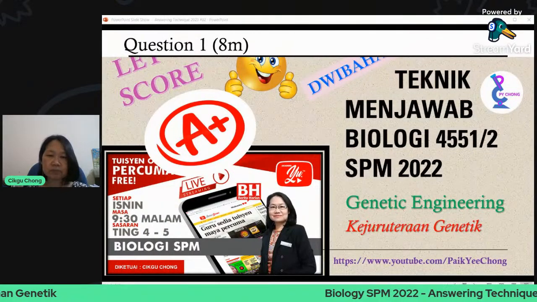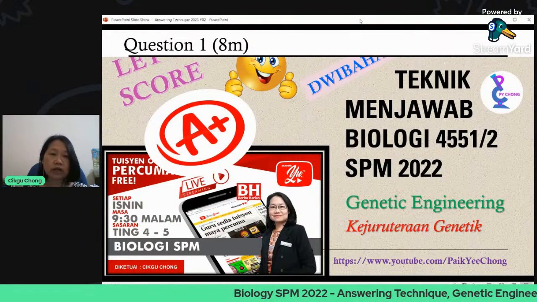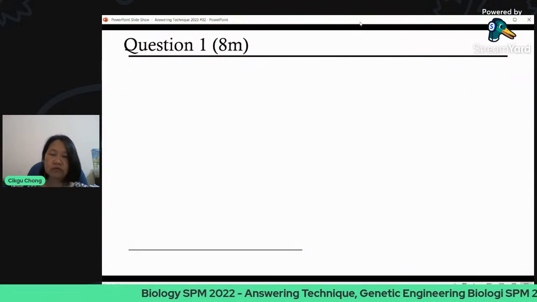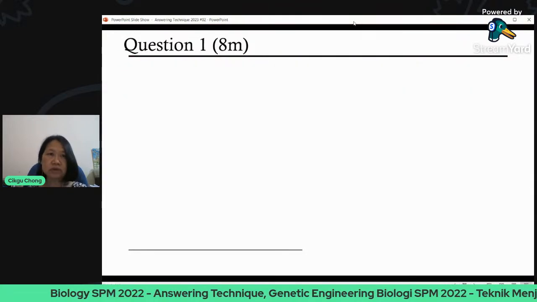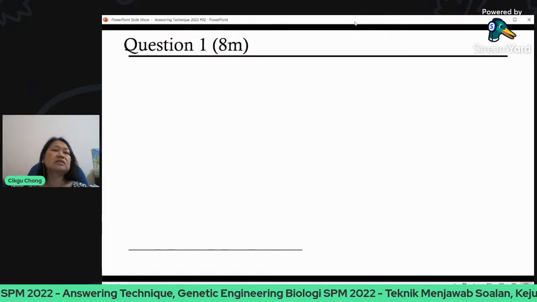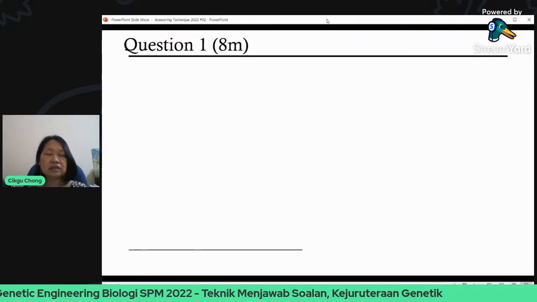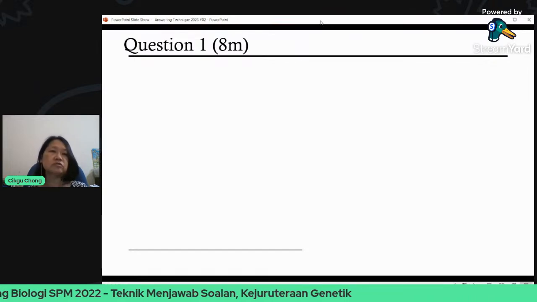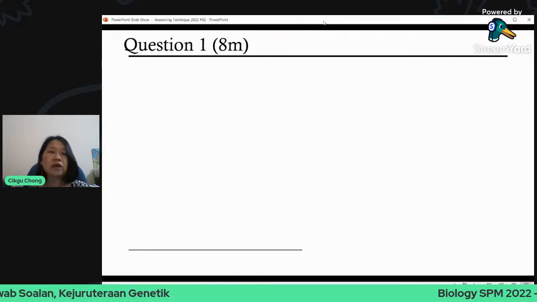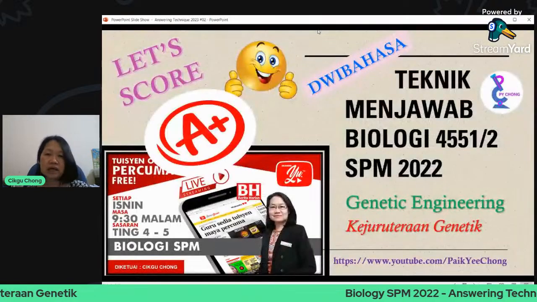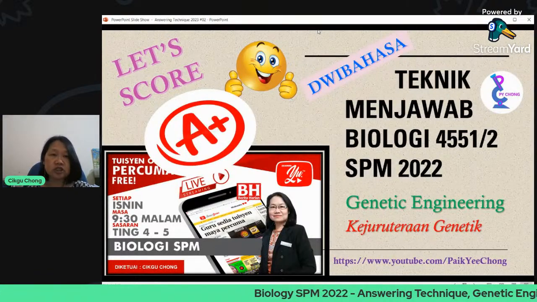All right, today's topic is, I'm just picking up one important topic, which I feel that a lot of students will not be able to answer because it is quite a challenging topic. Satu topik yang agak mencabar, and it is quite a new thing compared to, let's say, the syllabus of 10 or 20 years ago. Okay, so ini adalah berkenaan kejuruteraan genetik, or we call genetic engineering.